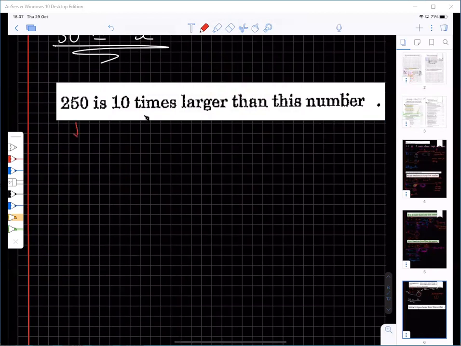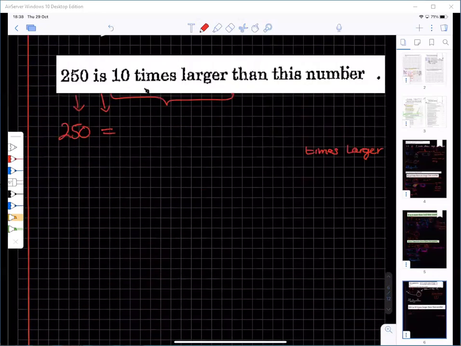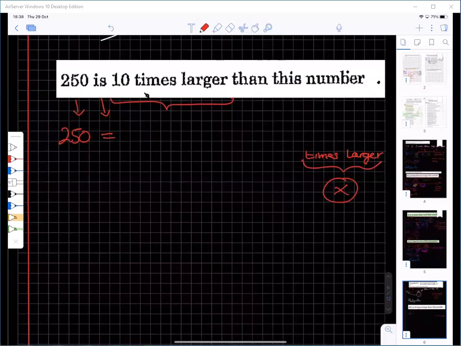So 250 is 250. Is 10. Is equals. And 10 times larger is times by 10. Fantastic. So now times larger, does it mean times now? Yes, it does. If something is 10 times larger, we're not doing what we just did here. Remember the wording was times smaller, means divide. We're saying now times larger. What does times larger actually mean? Times. So we have to look at the wording.